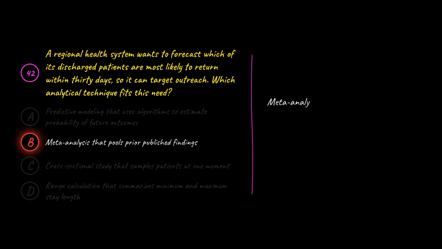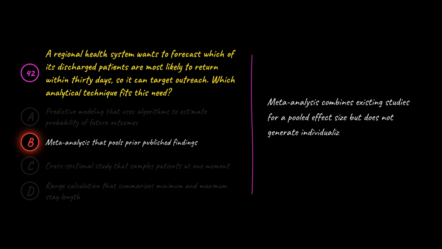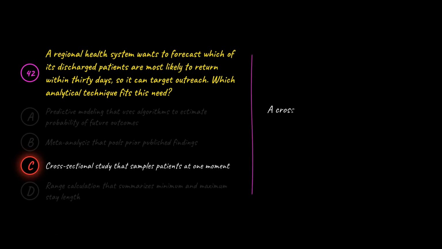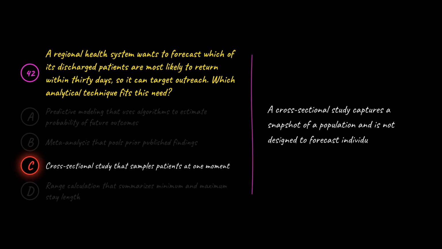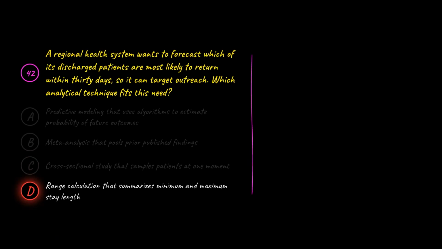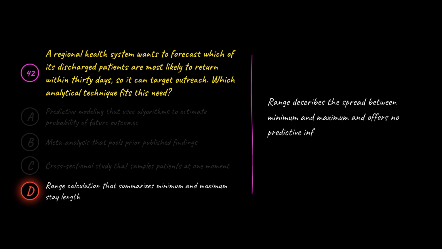B is wrong because meta-analysis combines existing studies for a pooled effect size, but does not generate individualized predictions for current patients. C is wrong because a cross-sectional study captures a snapshot of a population and is not designed to forecast individual outcomes. D is wrong because range describes the spread between minimum and maximum and offers no predictive information about individual patients.